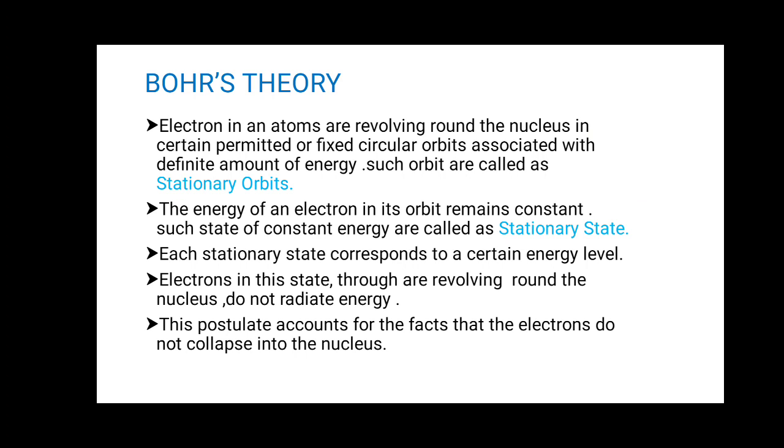Bohr's theory depends on some postulates. The first is that electrons in an atom are revolving around the nucleus in a certain permitted or fixed orbit associated with a definite amount of energy. Such orbits are called stationary orbits.